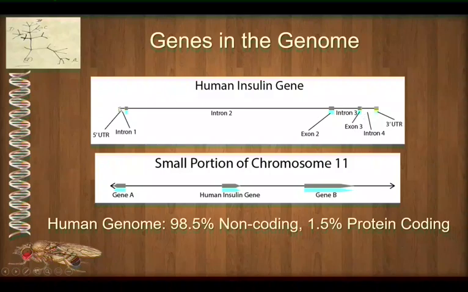And so what happens is this entire thing is transcribed, but then the introns are spliced out, and we are left with just the exons and the untranslated regions, and the exons are the only thing that is turned into the amino acids. The untranslated regions are often used to help move them about and localize them in the correct place so that they can be translated.